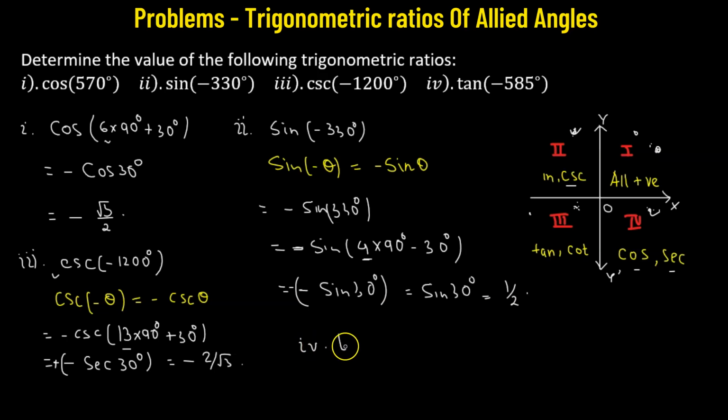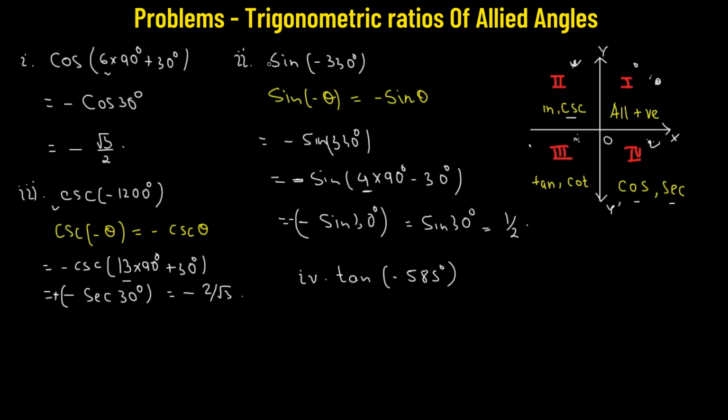Final problem, we have tangent of negative 585 degrees. So here also we can use the fact that tangent of negative theta corresponds to negative tangent theta. We're going to have negative tangent of 585 degrees. So writing it as a multiple of 90, we're going to have 6 times 90 degrees. So 6 times 90 degrees is 540 degrees, and we are still short of 45 degrees. So let's add 45 to it. So we get tangent of 6 times 90 degrees plus 45.